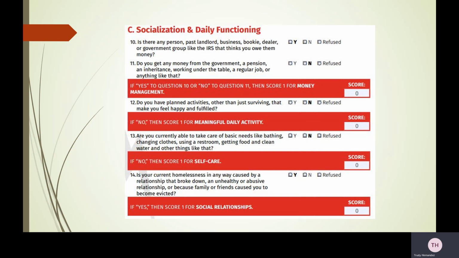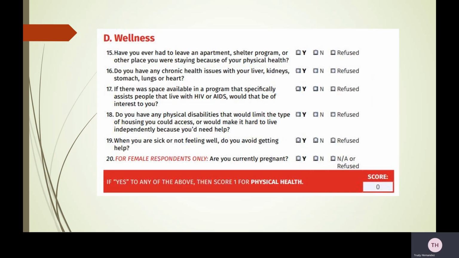Question 14, is your current homelessness in any way caused by a relationship that broke down, an unhealthy or abusive relationship, or because family or friends caused you to become evicted? They say yes to that, they would score 1 for social relationships. That takes us into the last component, which is wellness.